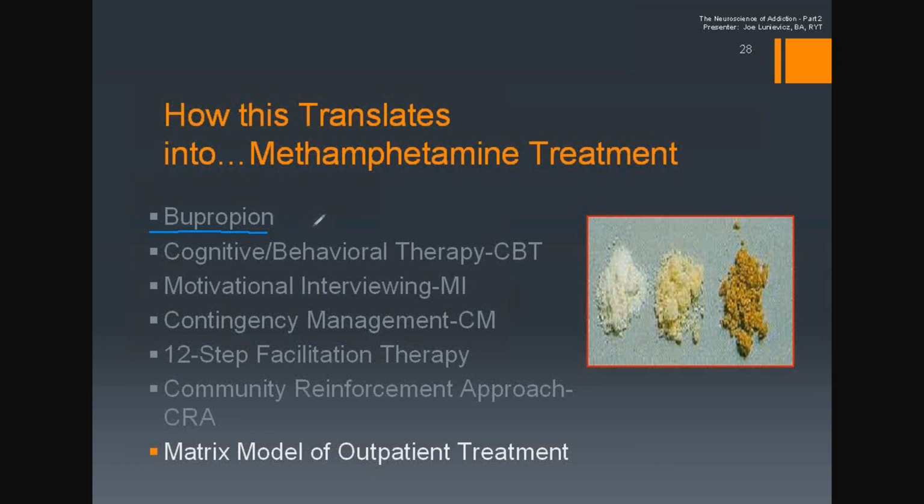Psychosocial interventions include cognitive behavioral therapy, and CBT, by the way, is also evidence-based for alcohol, marijuana, cocaine, and nicotine. Motivational interviewing, which I know we hear a lot of, has a good evidence base also for alcohol and marijuana. Contingency management, which is giving rewards. So really think about this.